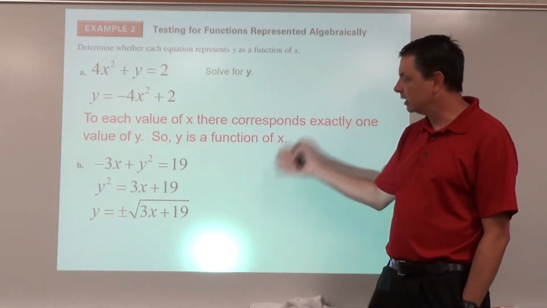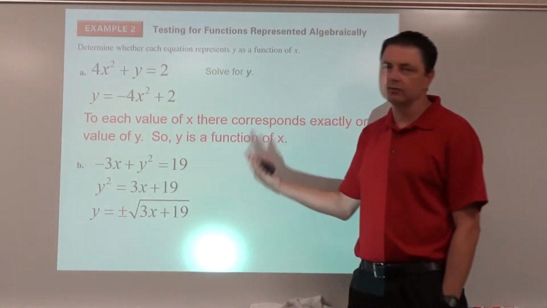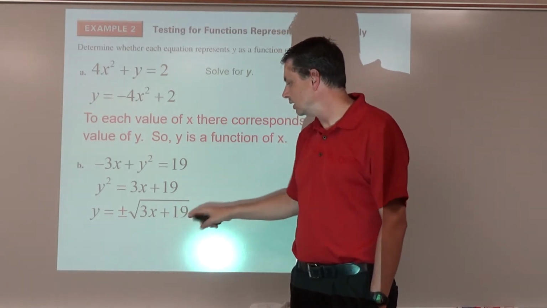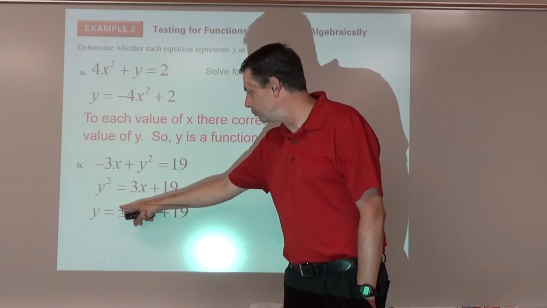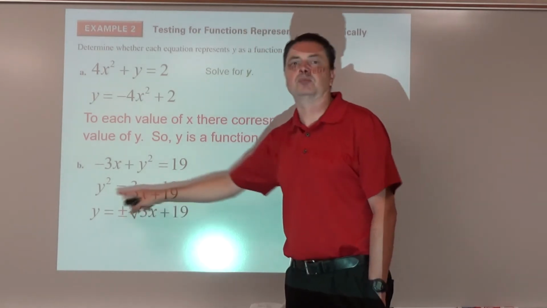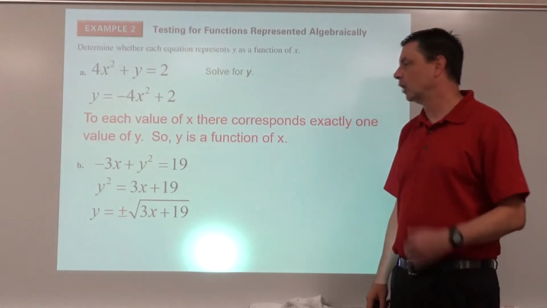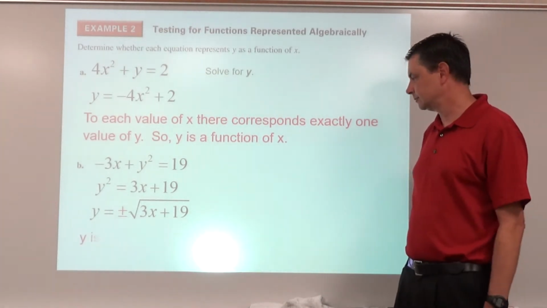And we're thinking, all right, as we substitute in an x, how many y's are we going to get? Well, for example, if we tried 2, 3 times 2 is 6, plus 19 is 25. The square root of 25 is 5, so we've got positive and -5. Positive 5 and -5, that's two different output values, so that's going to mean not a function.